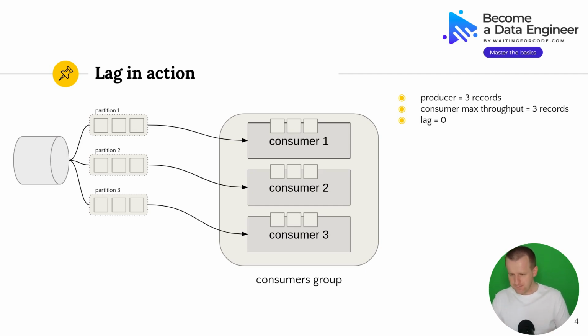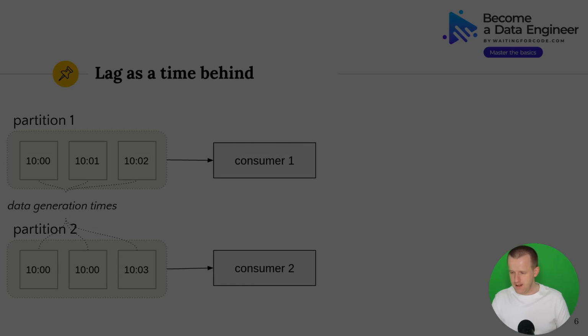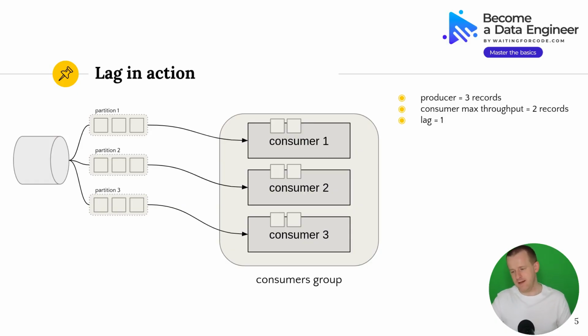But with time, the consumer throughput goes down. Maybe we added some extra transformation, required network traffic. Maybe we used a new library that had some performance issues. Nonetheless, the consumer throughput decreased, and you can see that we now have a lag of 1 record.